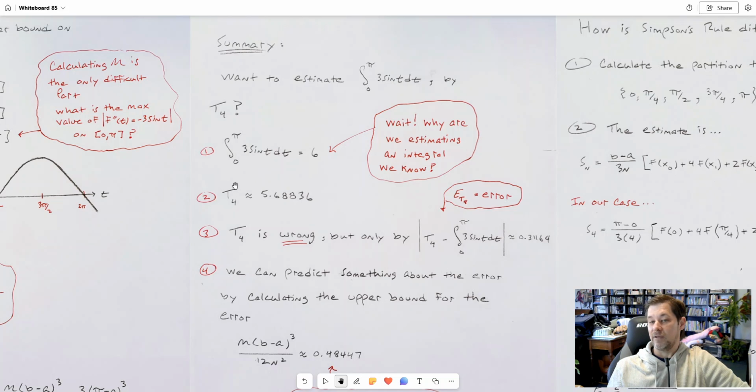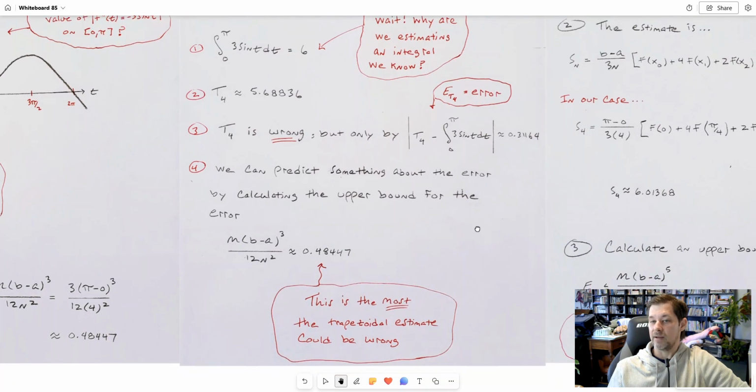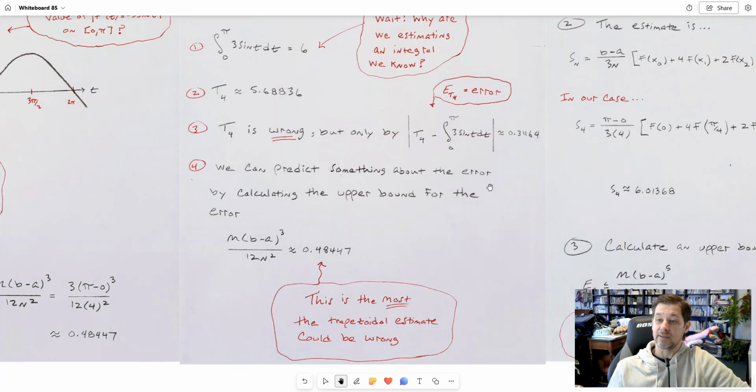And if I use the trapezoidal rule, I got 5.6. So the trapezoidal rule is wrong, but I can tell you how wrong by calculating the error, and that's our estimate minus the actual answer. It's that number. And then on top of that, if I needed to, I could predict something about the error, because we need to manage the error somehow.